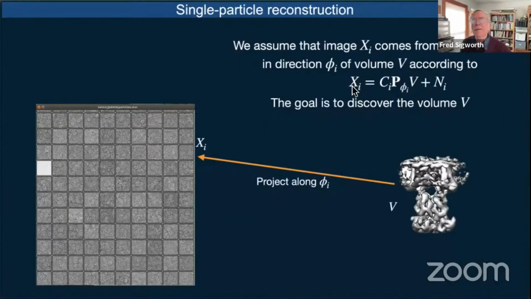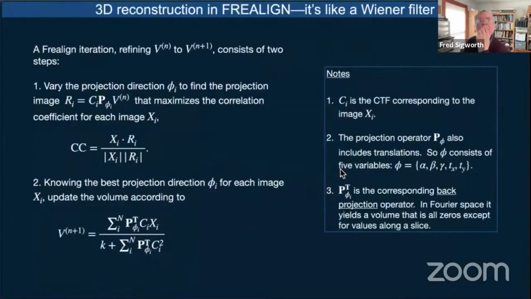We say that an experimental image is the CTF operating on a projection of the 3D volume, and then we have extra noise in the imaging process. So the tricky part here is we have a 3D volume. This P operator is something that just computes the projection along a certain direction. And so this is the ideal image, and then that's where the CTF is operating.